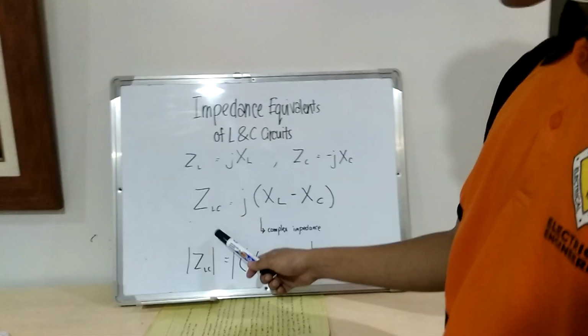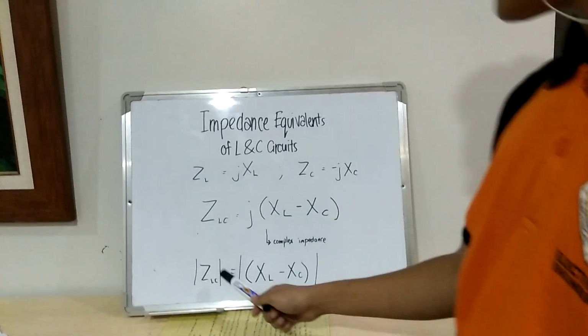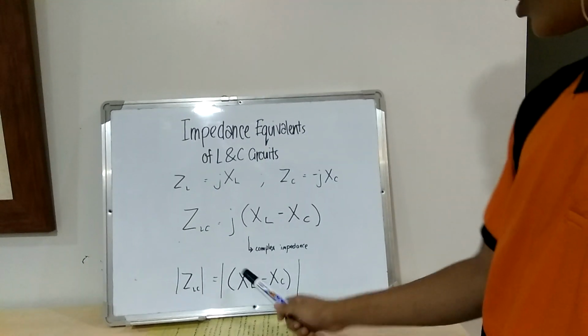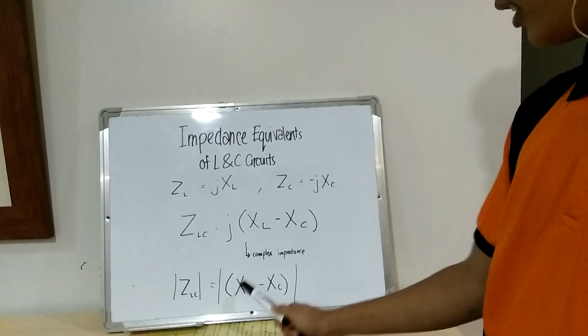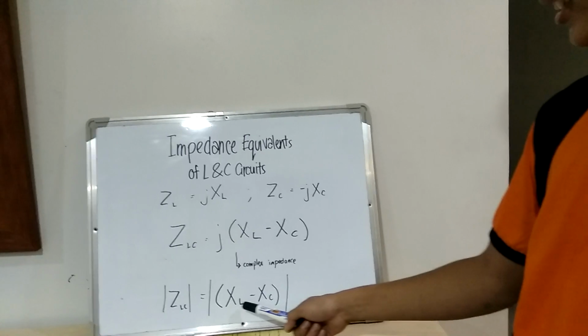However, the magnitude of the impedance of an LC circuit is equal to the absolute value of the quantity XL minus XC, or the inductive reactance minus the capacitive reactance.